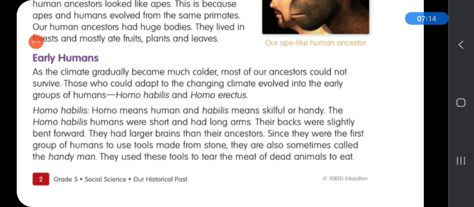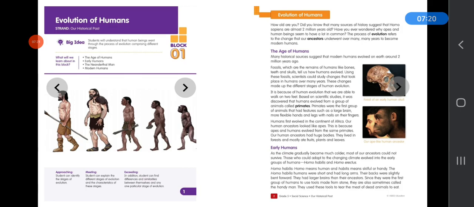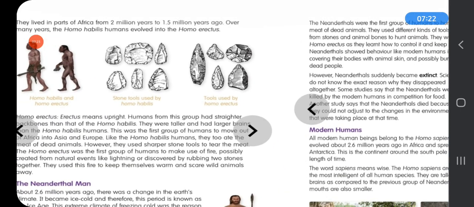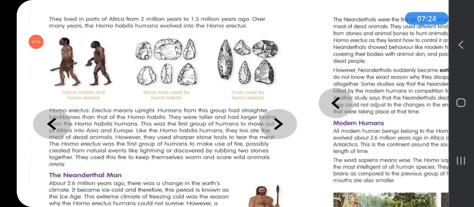You can underline this. And they used these tools to tear the meat of dead animals to eat. They lived in parts of Africa from 2 million years to 1.5 million years ago. Over many years, the Homo habilis humans evolved into the Homo erectus.